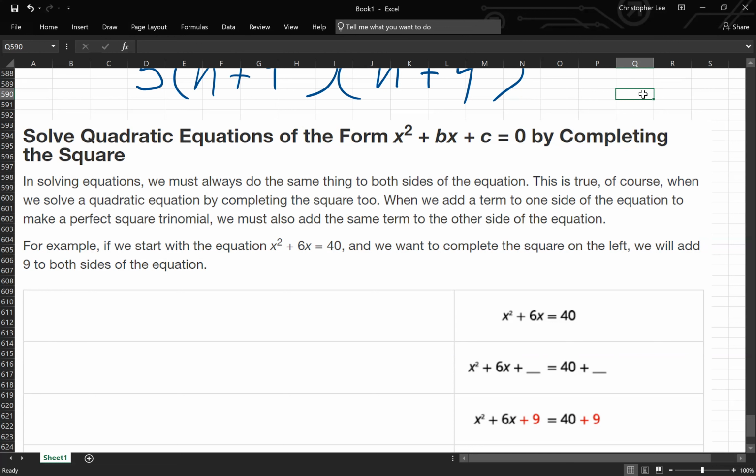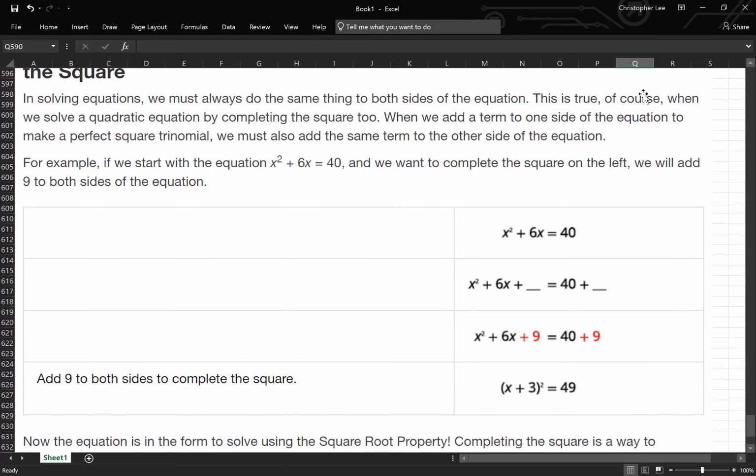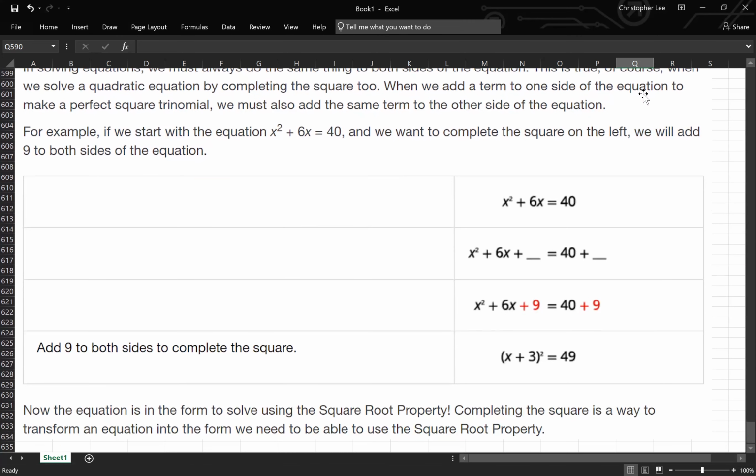the equation. For example, if we start with the equation x squared plus 6x is equal to 40, right? And we want to complete the square on the left-hand side, we will add a 9 to both sides of the equation. So x squared plus 6x, we have to add some number there to make it into a perfect square trinomial. That number in this case is 9, right? And then after that, you can factor it up real nice. X plus 3 squared is equal to 49, and then you're done.